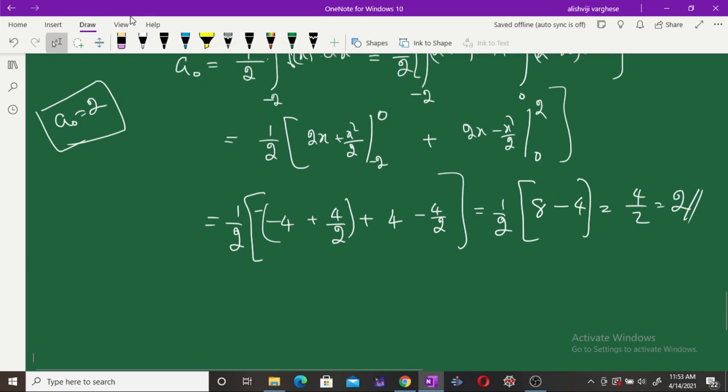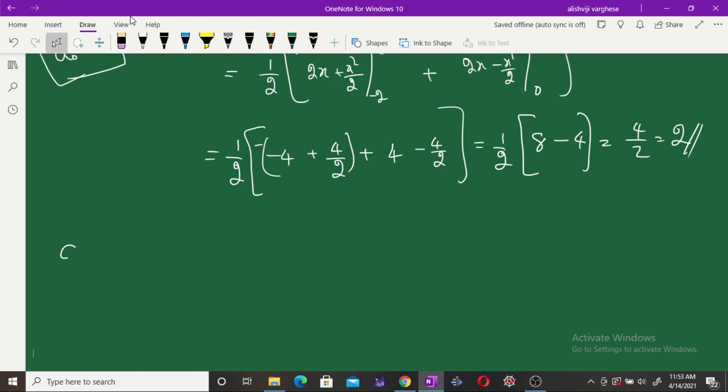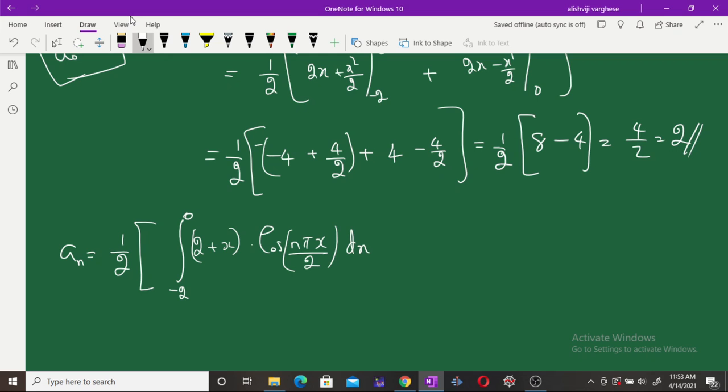Now in a similar way we can calculate the value of a n. A n is equal to 1 by 2 into integral from minus 2 to 0, it is 2 plus x into cos n pi x by l dx, plus from 0 to 2, this 2 minus x into cos n pi x by l dx.